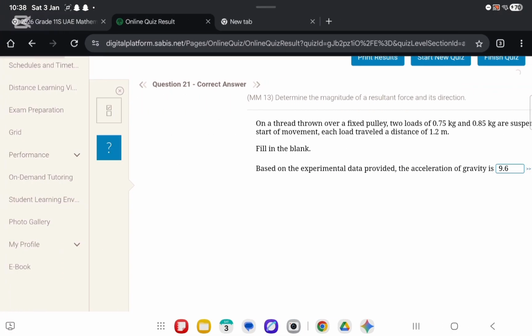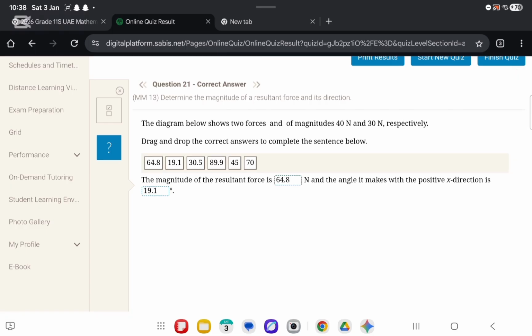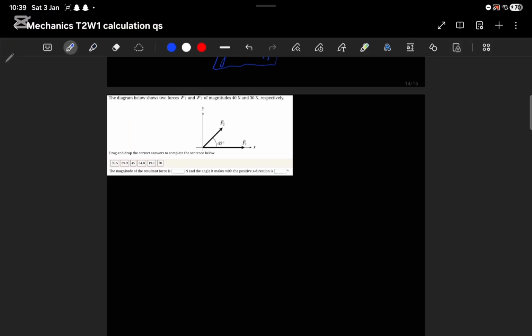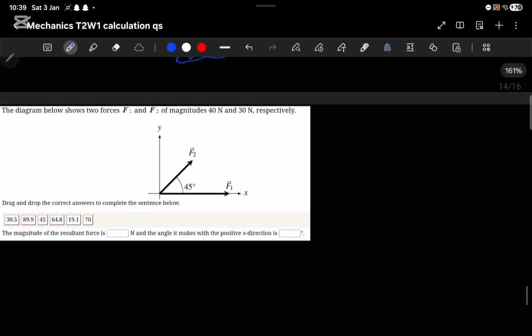Question 21, which is the second last question. I don't remember if it's calculation. It is calculation, of course it is. Let me copy over everything. I have the question, but let me just copy over everything I need to copy over. Okay, so this is the question.